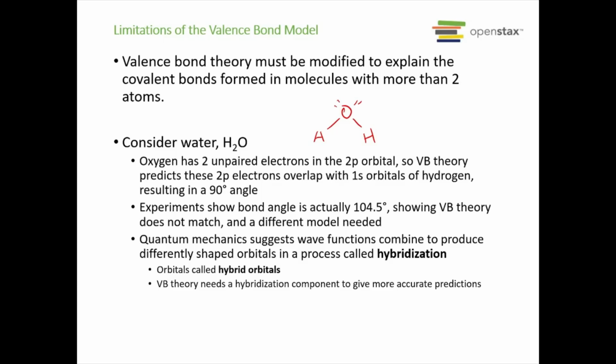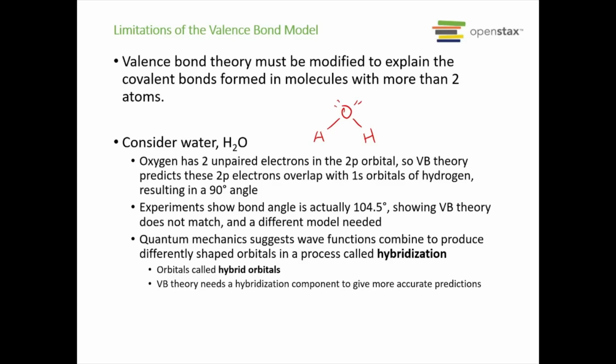So valence bond theory would predict that these 2p electrons overlap with 1s orbitals of hydrogen, which results in a 90-degree angle. But from experimental data, we found that the bond angle is actually 104.5 degrees. So valence bond theory does not match, and we need to use a different model.